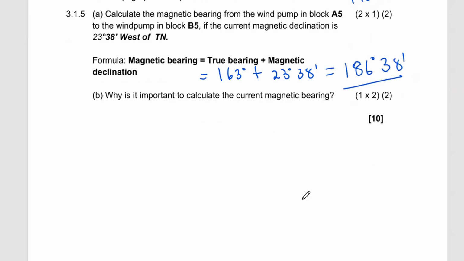Why is it important to calculate the current magnetic bearing? Because the angle is always changing. Remember, we have the mean annual change. Because of the mean annual change, the angle is always changing. So if we don't accommodate the effect that it's always changing, we might fail to get the accurate direction.